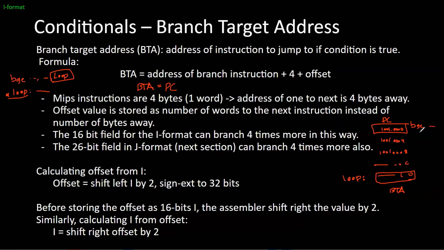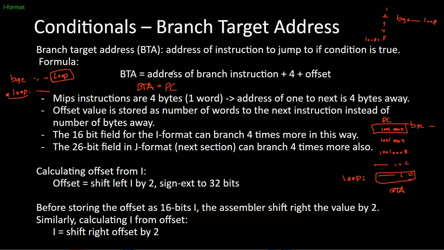To simplify: if I'm on line 1, 2, 3, 4, 5, and my branch is here, BGE, and loop is on line 5, what I want to store in my instruction is telling the processor to jump 1, 2, 3 lines. If I had the same BGE with the same loop, I would tell it to jump 4 lines. So it's very relative to the current location. That's why we are using this formula.